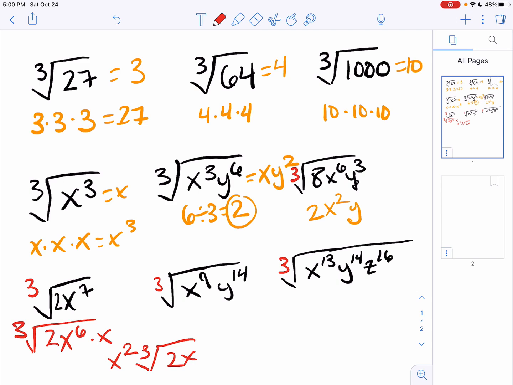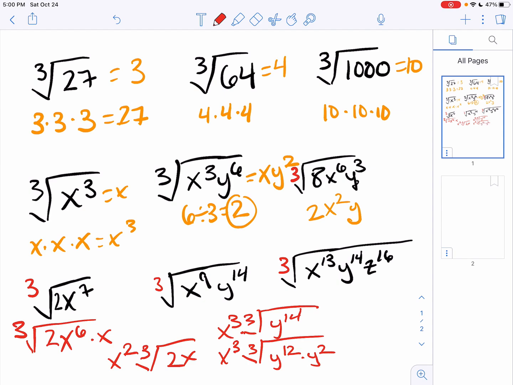Now for the second to last one, 9 is divisible by 3, so 9 divided by 3 is 3, so x to the third on the outside. Now 14 is not divisible by 3, but what is the closest number to 14 that is? 12. So let me make this an extra step so we don't get confused. I'm going to turn this into x to the third, cubed root of y to the 12th times y squared.